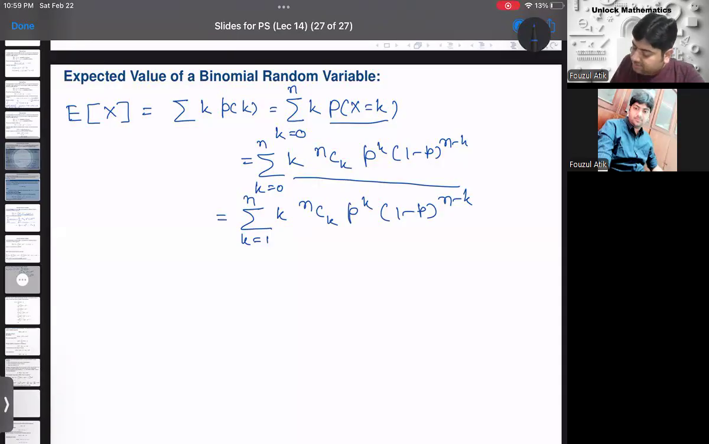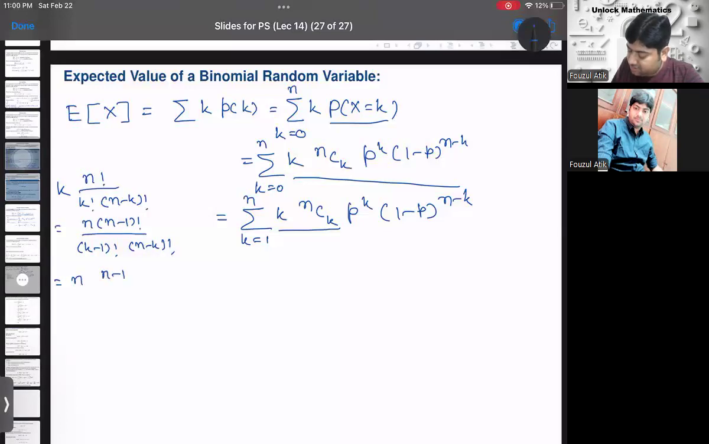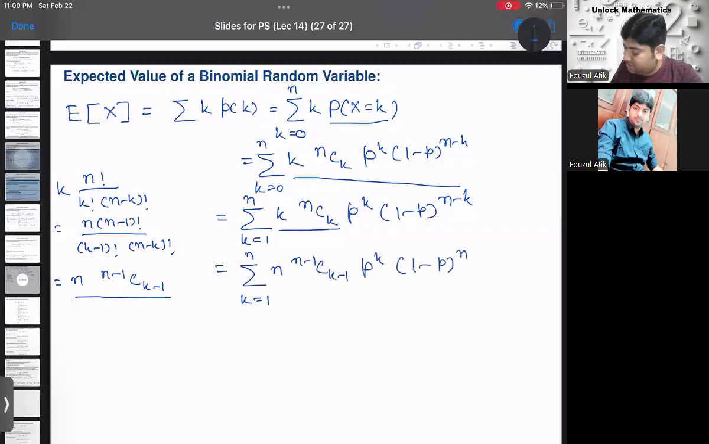Right? Now, this term k into nCk, if you write it somewhere else, nCk means n factorial divided by k factorial into (n minus k) factorial. So we can write k and k factorial as k minus 1 factorial, and n into (n minus 1) factorial in the numerator. The denominator is (k minus 1) factorial into (n minus k) factorial. This I can write as n into (n minus 1)C(k minus 1). So this k into nCk I can write as n into (n minus 1)C(k minus 1). Therefore I can write the summation k equal to 1 to n of (n minus 1)C(k minus 1) p to the power k into (1 minus p) whole to the power n minus k.